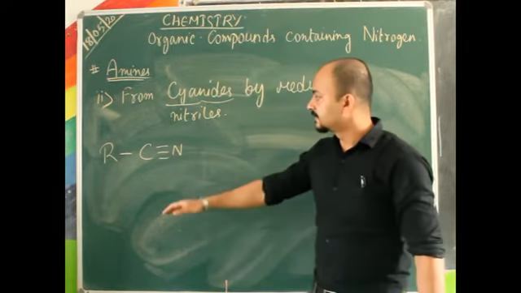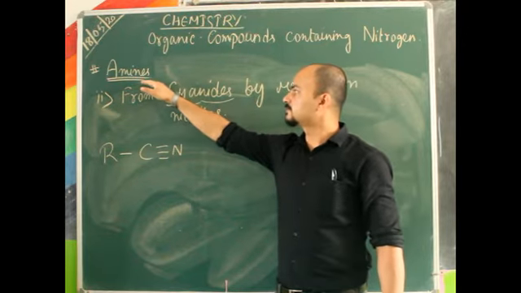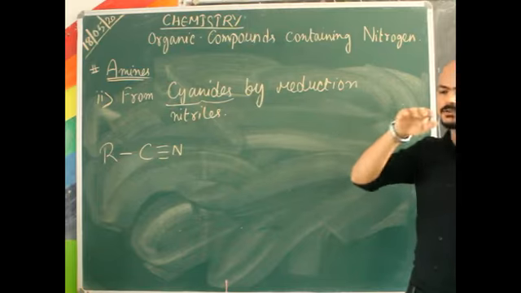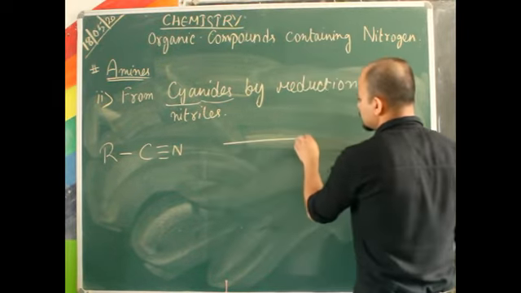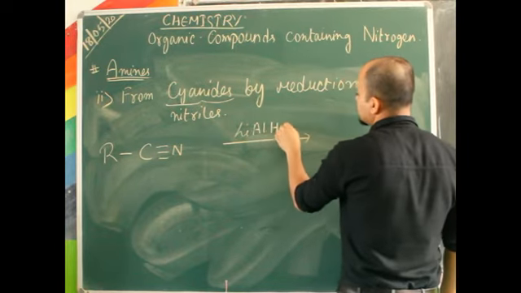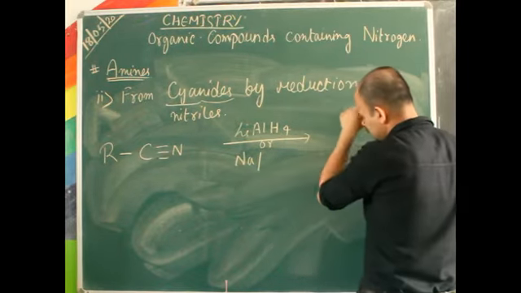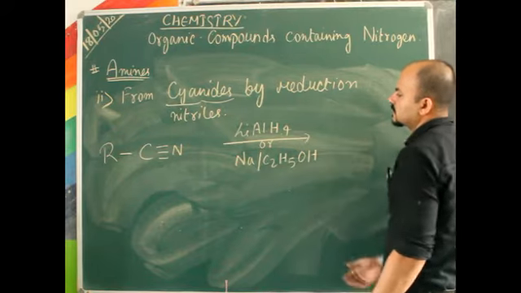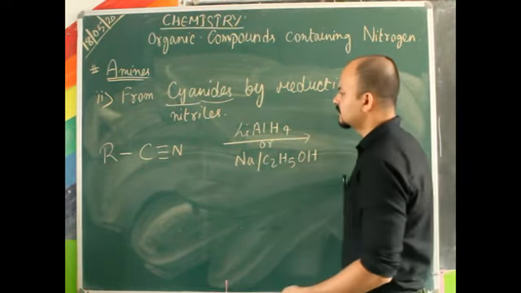So in this method also, amines can be prepared from cyanides by method of reduction. So here also we need to know what are the reducing agents used. The reducing agents that are commonly used are lithium aluminium hydride or sodium in ethanol, that is C2H5OH. So any one reducing agent can be used for this particular reduction of cyanide.